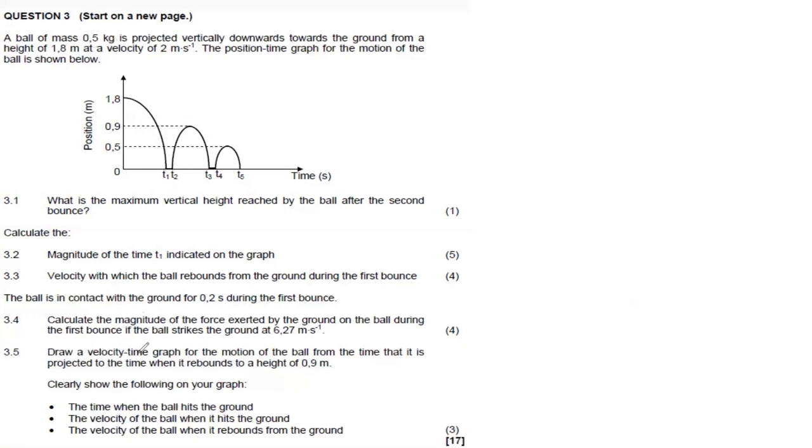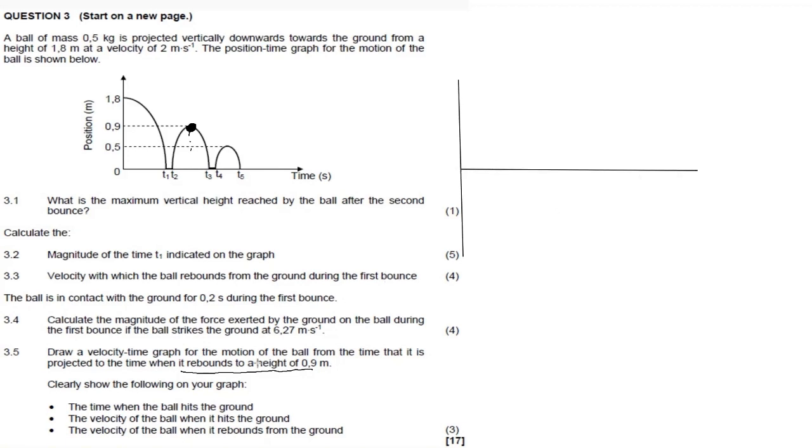3.5 says, draw a velocity time graph for the motion of the ball from the time that it is projected to the time when it rebounds to a height of 0.9 meters. So that means we are drawing a velocity versus time graph indicating all this motion up until this very point here, right? So this is our end position here. Now, to draw the graph, we obviously need to first indicate our Cartesian plane like that. So we have it like this.